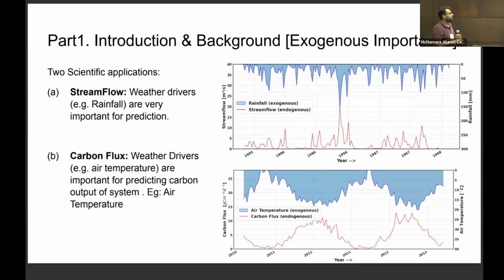Again, the second example is for carbon flux, where if we have to predict the carbon output, we have to consider some of the weather drivers, which basically drive the output for the system.